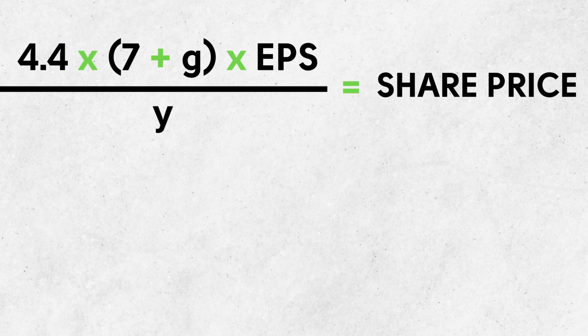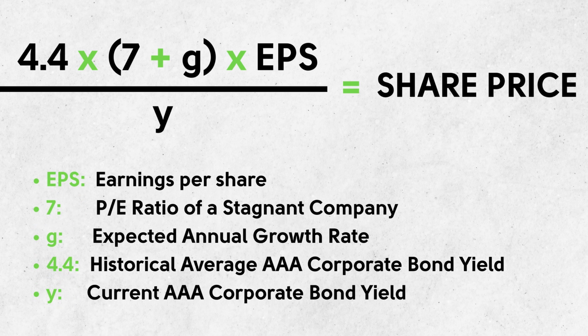To calculate the intrinsic value of a company using Benjamin Graham's method, we can use this formula. Let me explain these values. EPS is the company's current earnings per share. This can typically be found on any website displaying the current stock price. The 7 is the updated price to earnings ratio for a stagnant company. Back in Benjamin Graham's day, this used to be 8.5, but it's now been revised to 7.